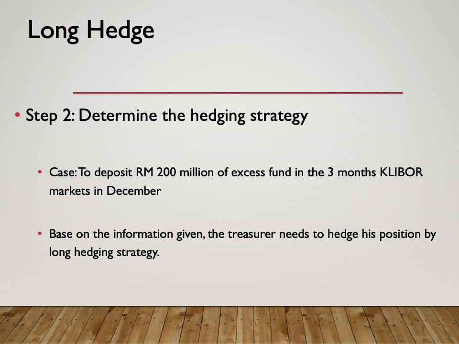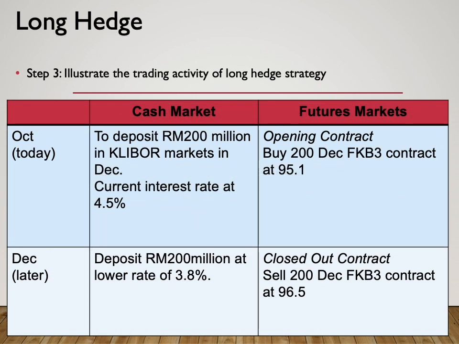Step number 3, you need to illustrate your hedging strategy table. Okay, so the hedging table, we have 2 columns, cash market and futures market. In the cash market, today, you plan to deposit or lend out RM 200 million in the Klibor market in December. The current interest rate is 4.5%. To protect your lending activities in December, you use the long hedge strategy.